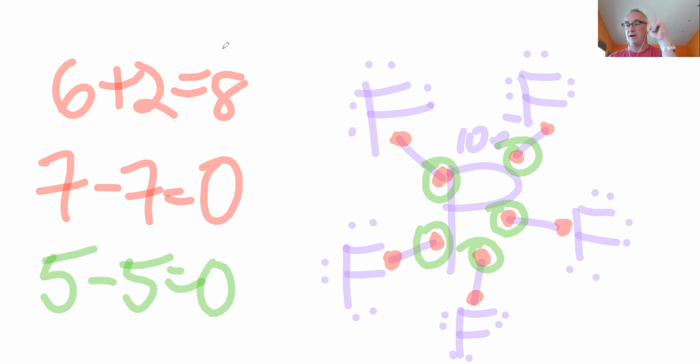But I can hear you out there in Cyberland going, but it has 10 electrons. That is a violation of the octet rule. Yes, it is. It is a violation of the octet rule. But the reason it can violate the octet rule is because what is different?